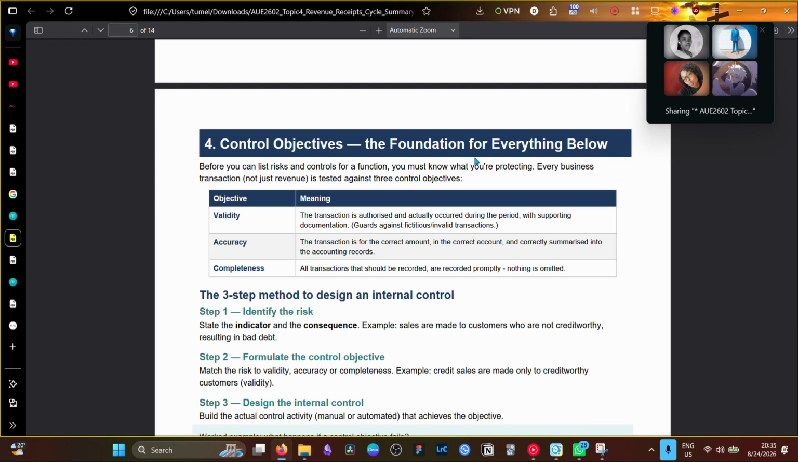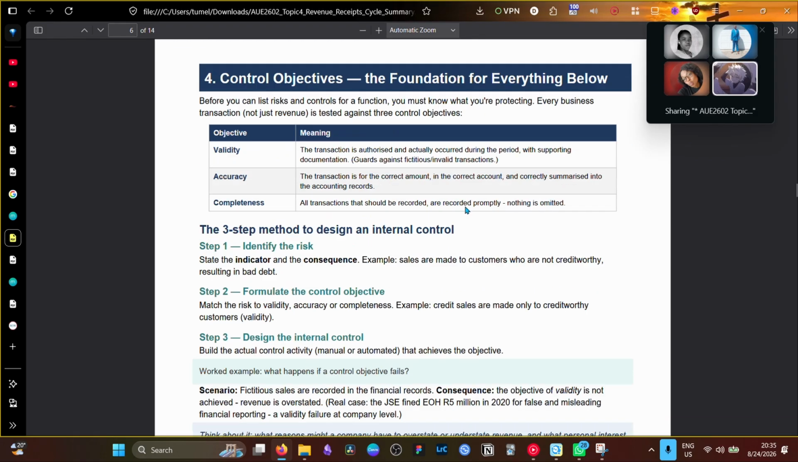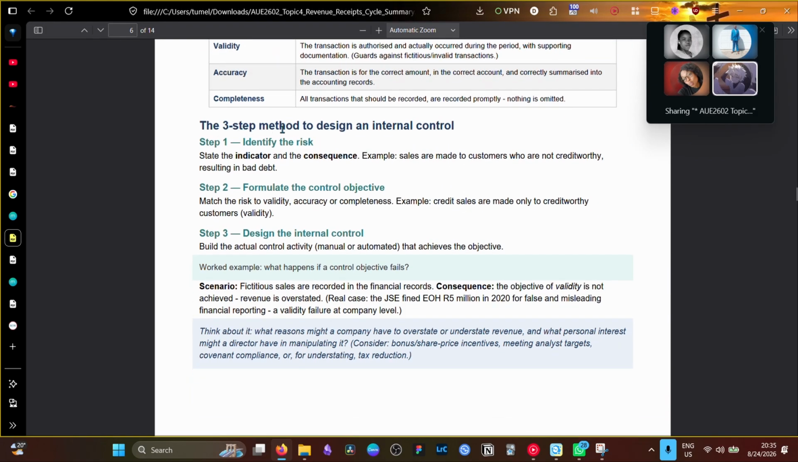But this also does sound like a conceptual framework, I think because I studied the conceptual framework more. But yeah. And then the three-step method to design an internal control. Step one, identify the risk. State the indicator and the consequence. Example, sales are made to customers who are not credit worthy, resulting in bad debts.